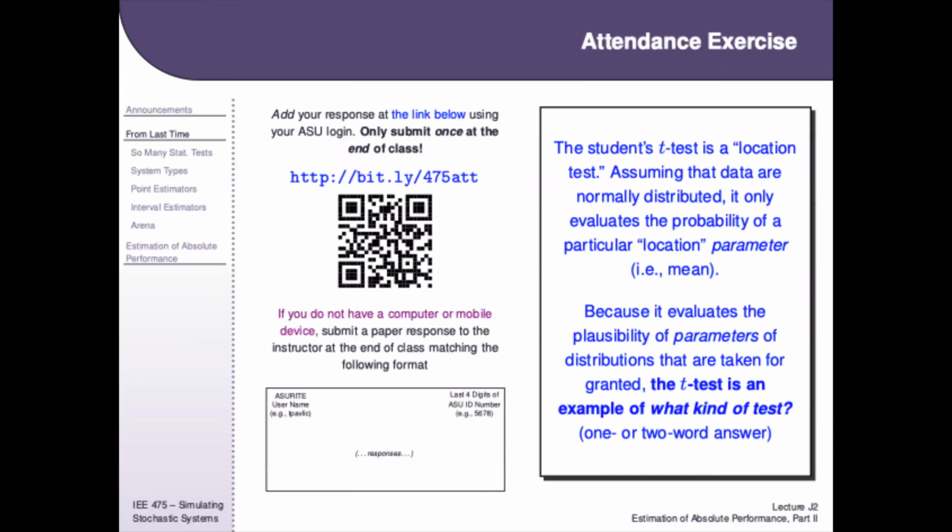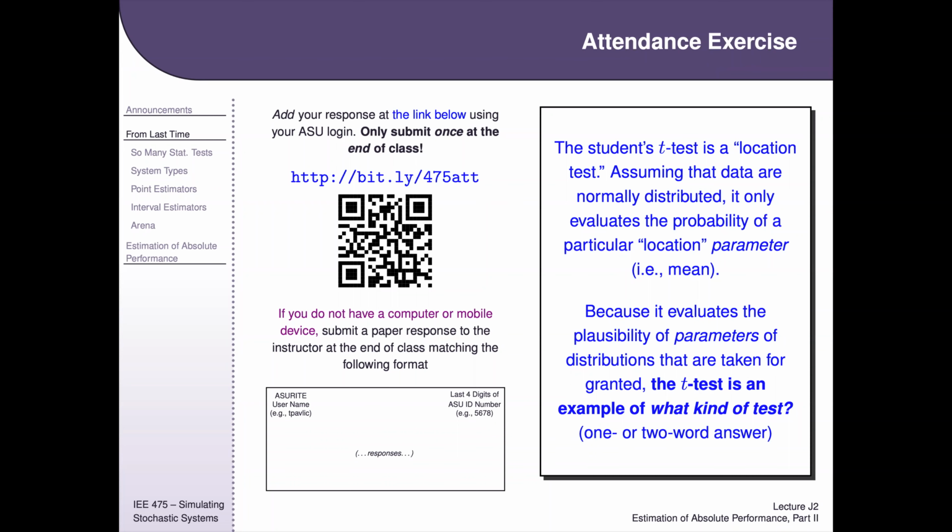Okay. All right, so let's start with an attendance question, just to get everybody warmed up. The question here is, the student's t-test is one of what's called a location test. So assuming the data are normally distributed, it only evaluates the probability of a particular location parameter. In this case, the mean. The mean is the location parameter. And so it's evaluating the probability of a parameter.